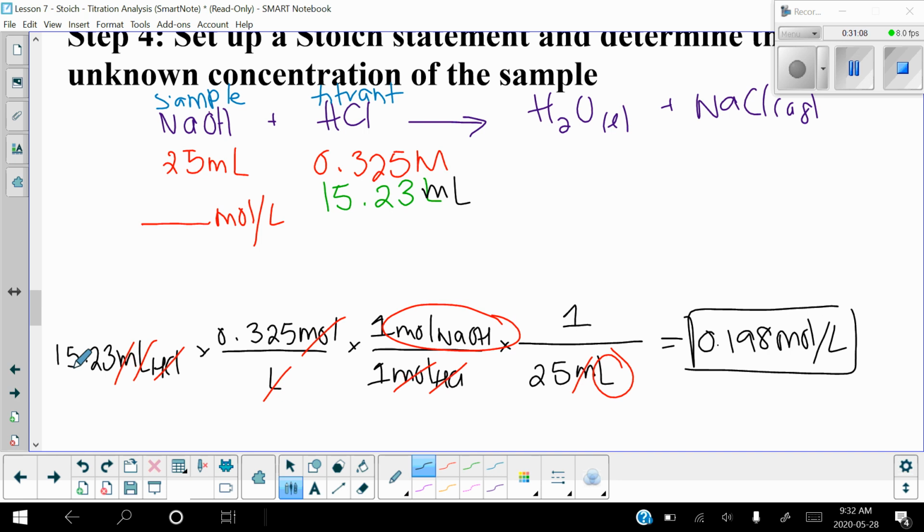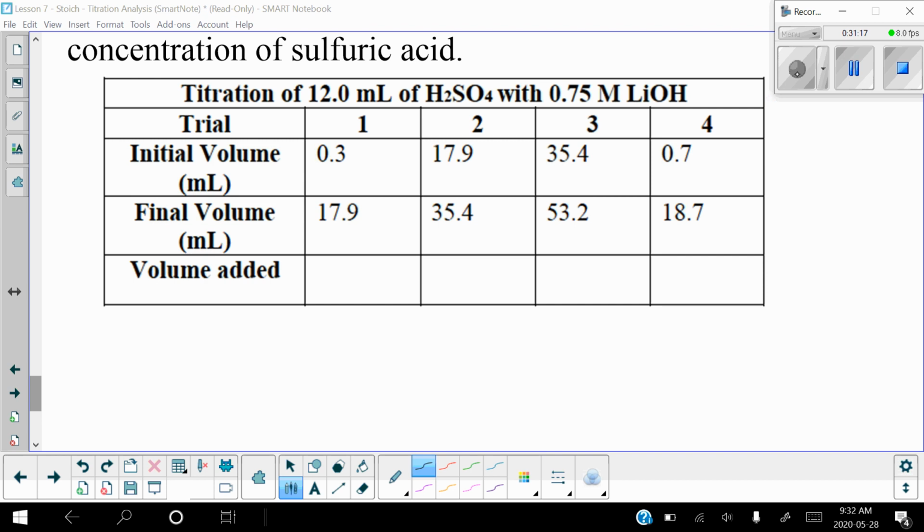The hardest part about titration is setting up your information and using your data. Okay, so let's do one more example together. First things first, you're going to figure out the volume added. So I'm going to go ahead and do all of the subtractions, always final minus initial. So this one is going to be 17.6, 17.5, 17.7, and lastly, 18.